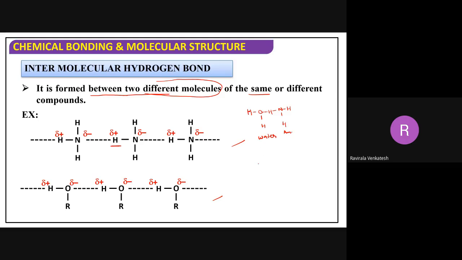Or you can take it like this also. Some more examples you can take: alcohol, ROH. This is the alcohol. Next, water I am writing. This is water. Now between alcohol and water, what type of bonding is there? Alcohol and water, what type of bonding is there?